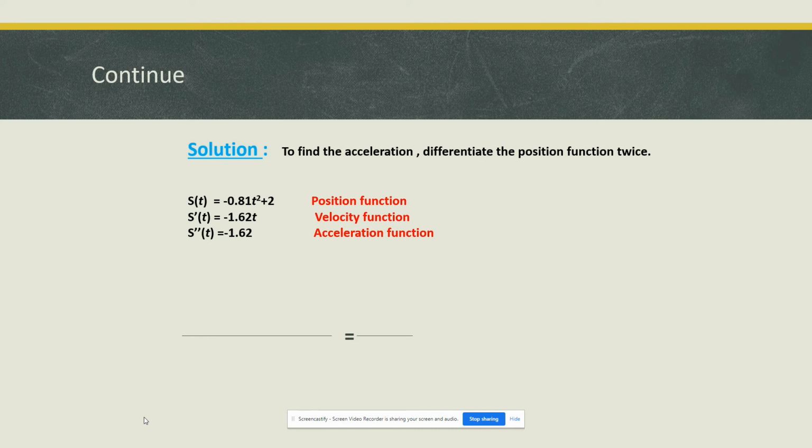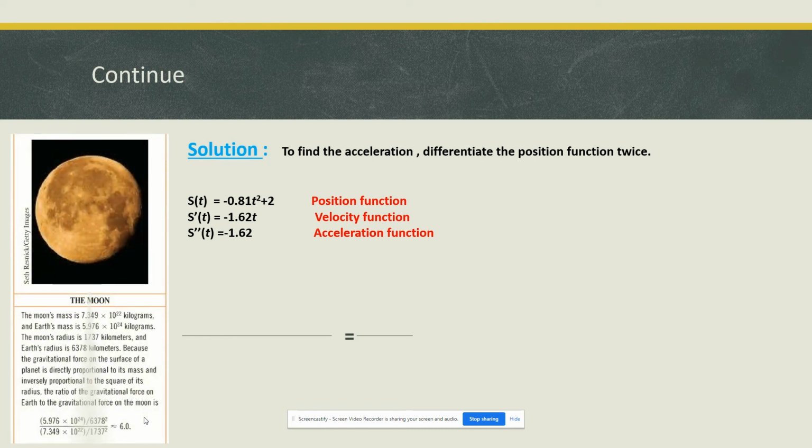Now I would like to explain briefly about the moon, just to give you some information to continue solving this question. The moon has a mass of 7.349 × 10^22 kilograms, and the Earth has a mass of 5.976 × 10^24 kilograms. The moon's radius is 1,737 kilometers, and the Earth's radius is 6,378 kilometers.